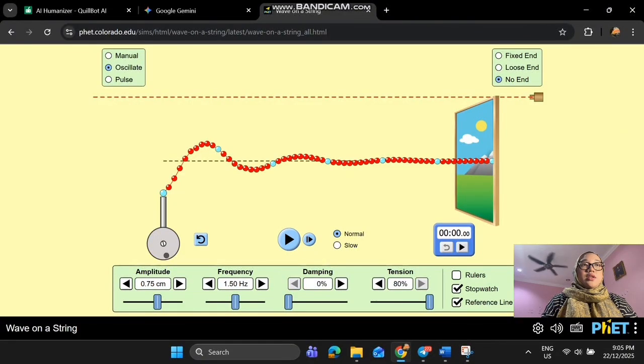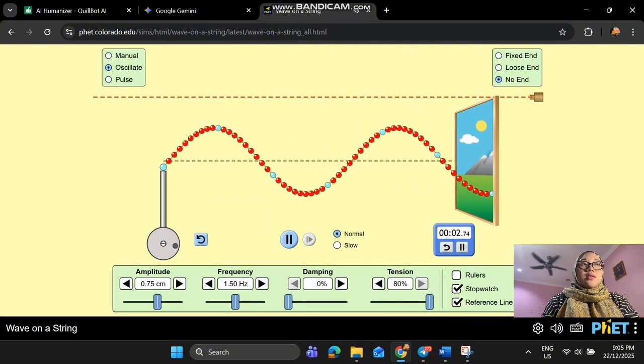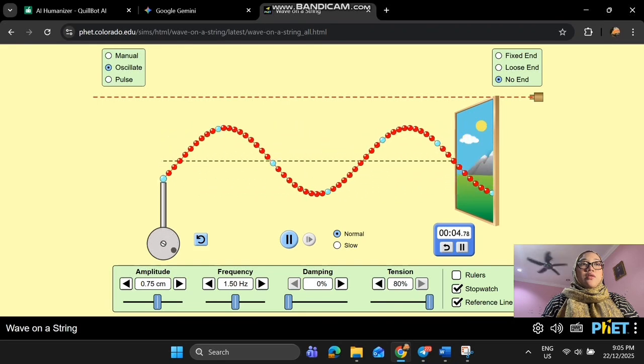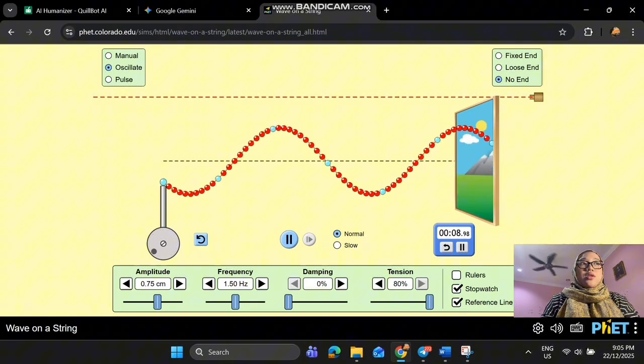Okay, for this picture, I set it to low damping and high tension. For the low damping, I set it to 0%. Since it's set to 0, the wave does not lose energy as it travels. It maintains the amplitude all the way across the screen.